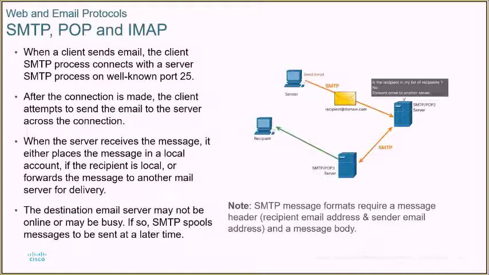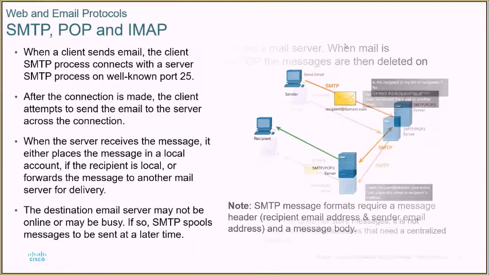Of course, I was talking about a different one when I was talking about the previous slide. The destination email server may not be online or may be busy. If so, SMTP spools messages to be sent at a later time, so it will keep trying. SMTP message formats require a message header, so a recipient email address, a sender email address, and a message body.